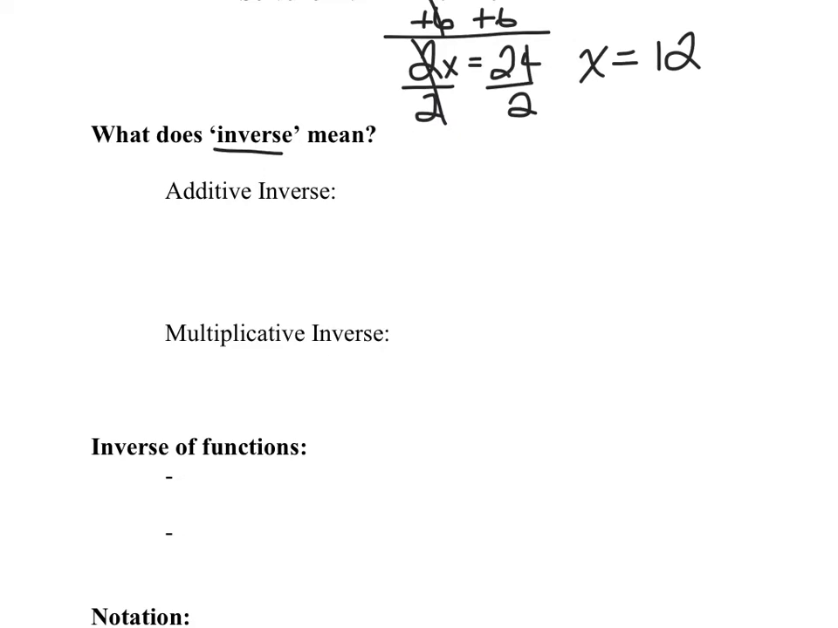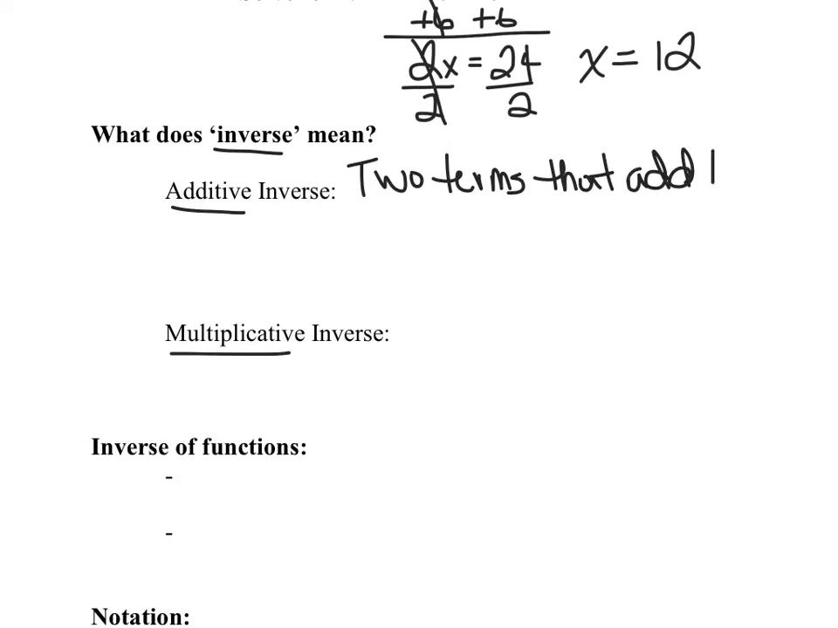So again, what does inverse mean? Well, the two that you should be somewhat familiar with is the additive inverse and the multiplicative inverse. Okay, the additive inverse is two terms, or they're inverses of each other. It's two terms that add to 0. And remember, 0 is the identity element. So you add, remember 1 plus 0 is 1. It keeps its identity. It doesn't change when you add it to it.